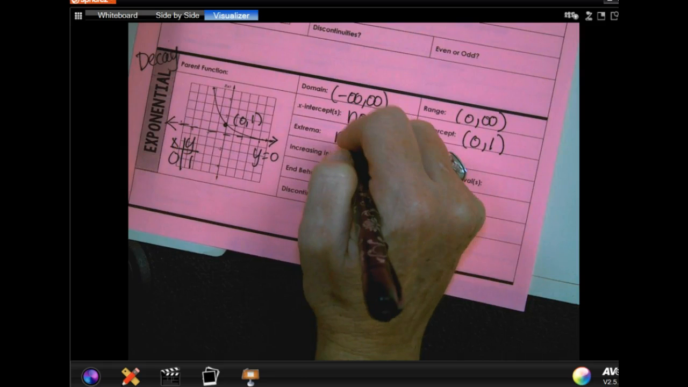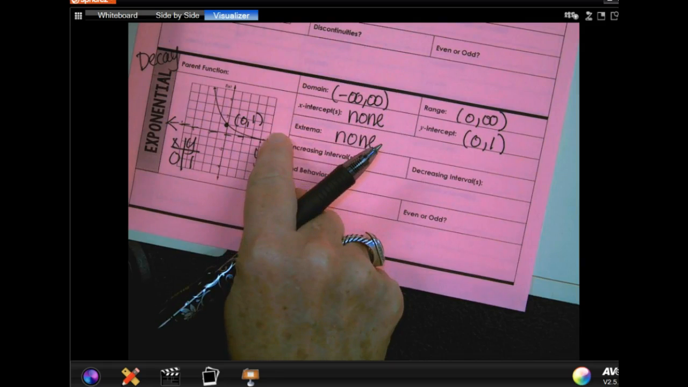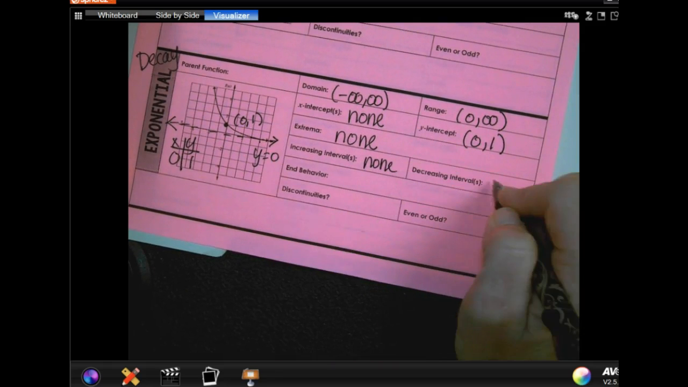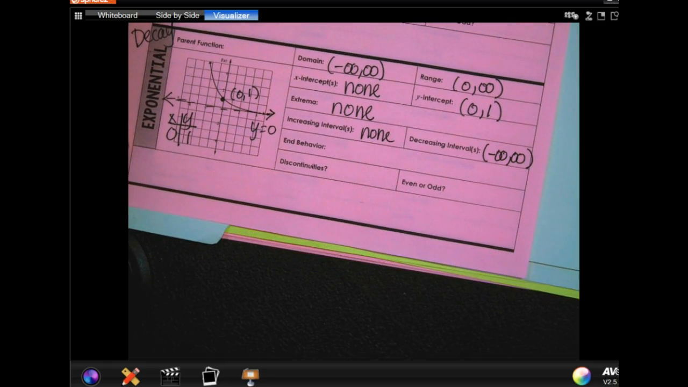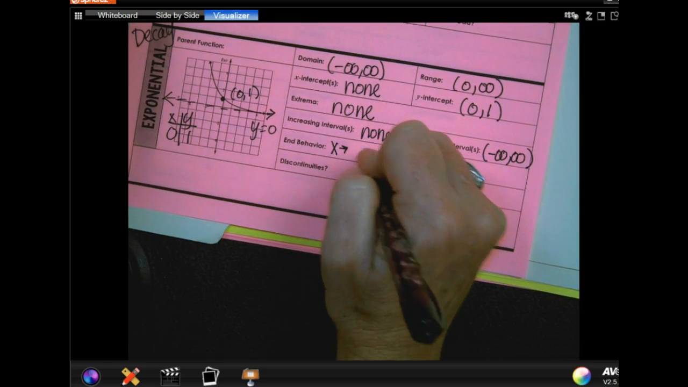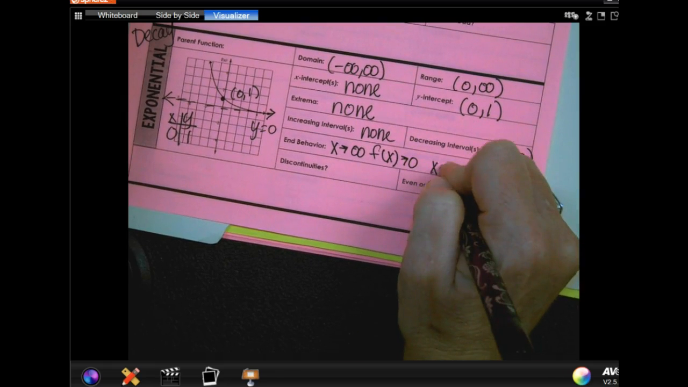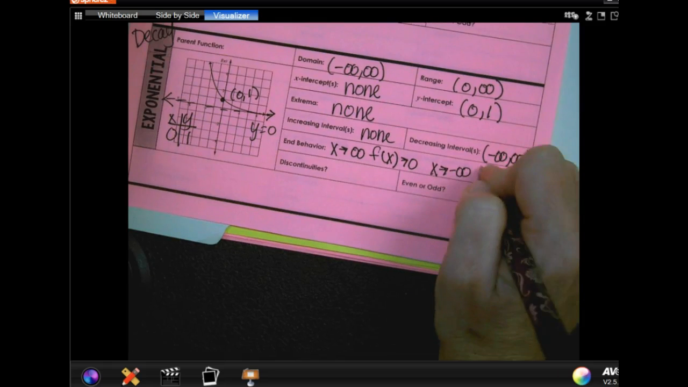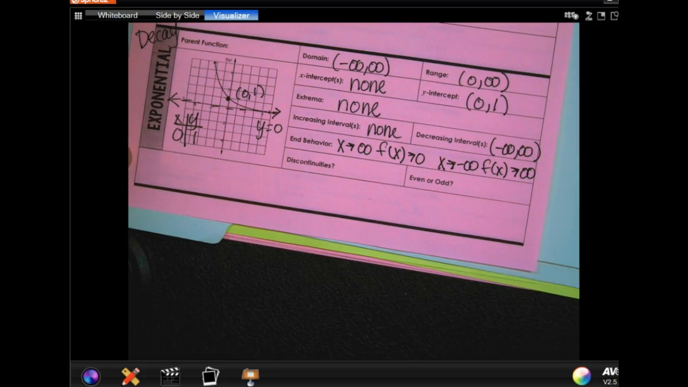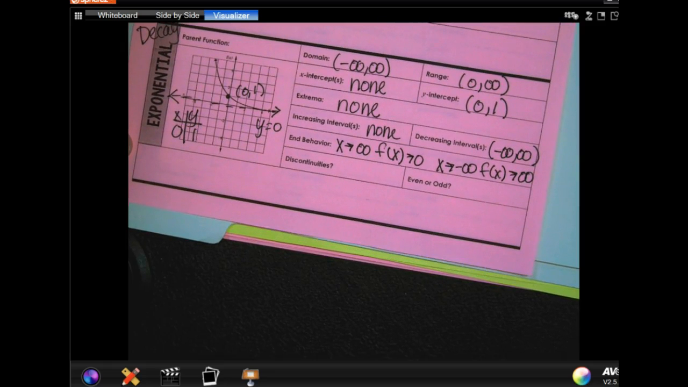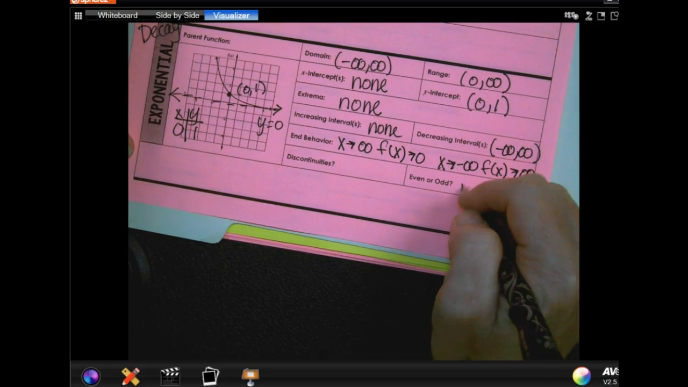I don't have any critical points. If I start at the left and I go down, I have no increasing, but I have negative infinity to infinity for decreasing. My end behavior as x approaches infinity, f of x approaches 0. And as x approaches negative infinity, f of x approaches infinity. Do I have any discontinuity? No. Even or odd? None.